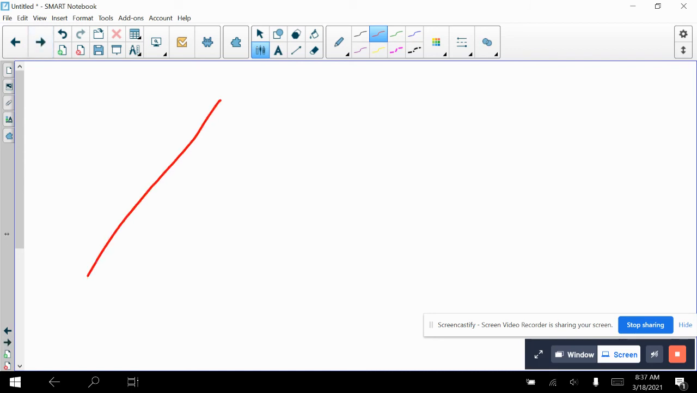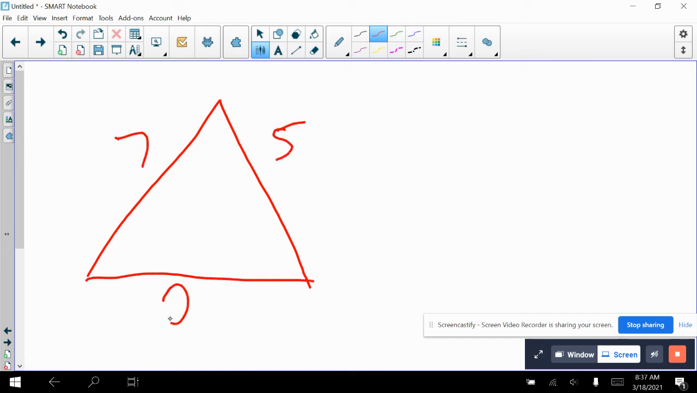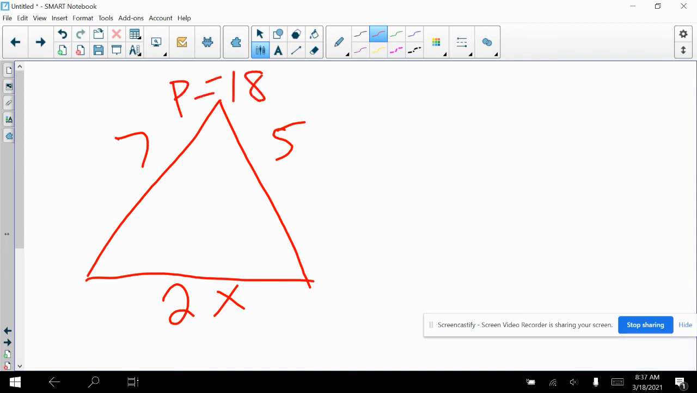Remember, did you have a picture last night? Yes, no? Yeah. And it said, I believe it said perimeter was 18. It asks you to write and solve an equation to find the value of x.